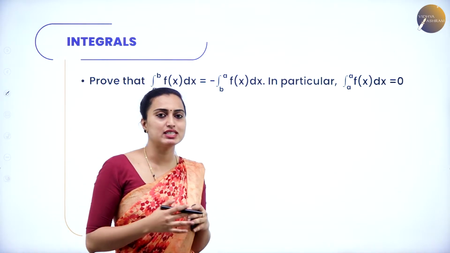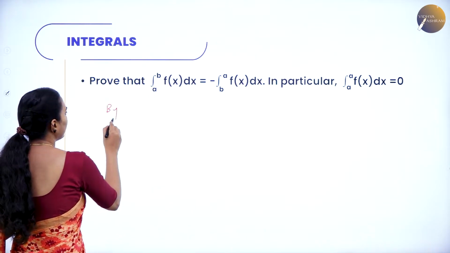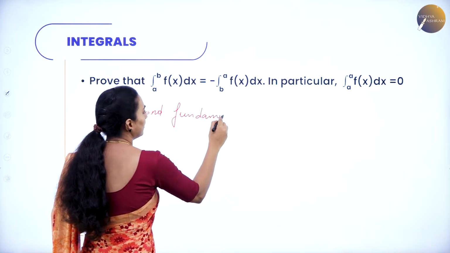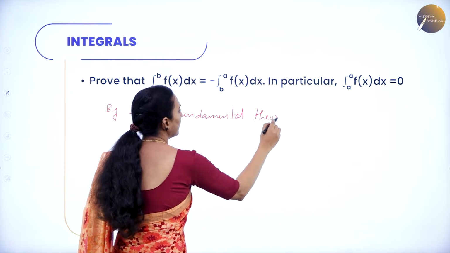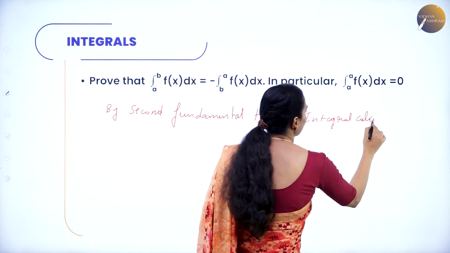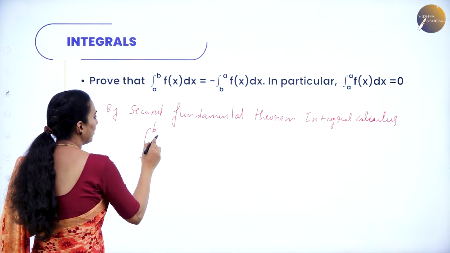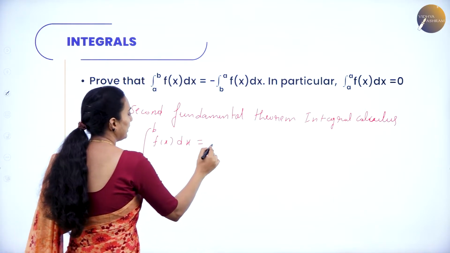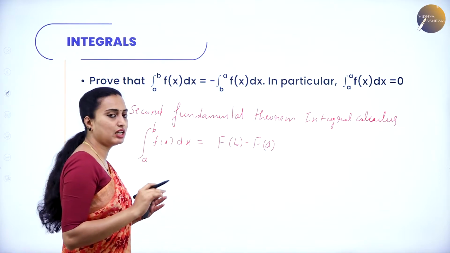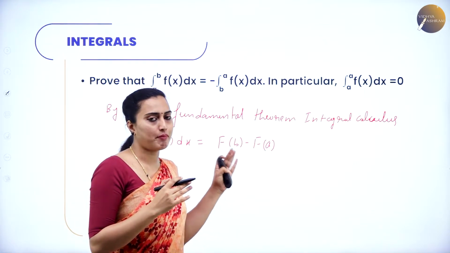Now, let me take whatever the second fundamental theorem of integral calculus says, that integral a to b f of x dx can be written as f of b minus f of a. That means when you are taking this integral, you are going to get the answer in the form of capital letter F of x from the limit a to b, applying the upper limit first minus lower limit next.